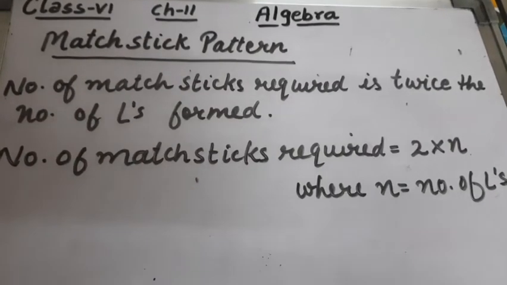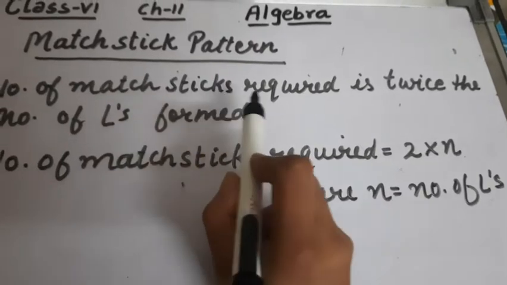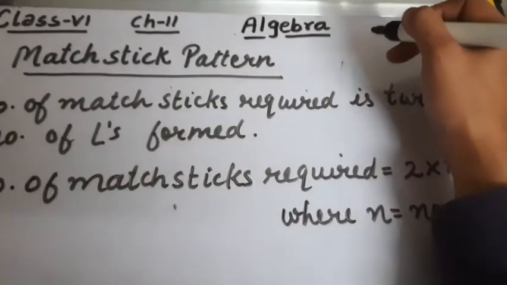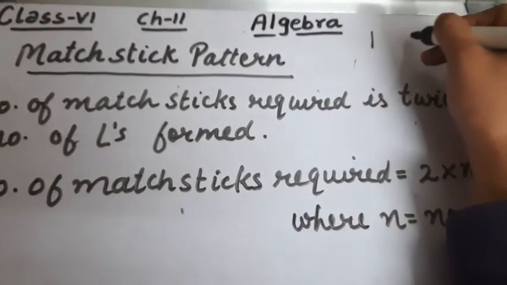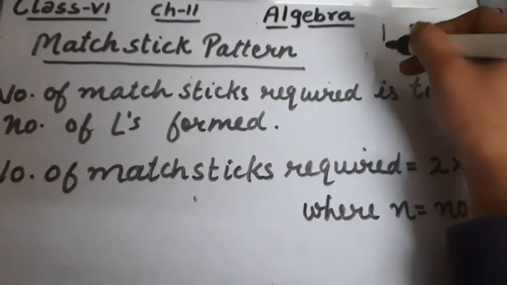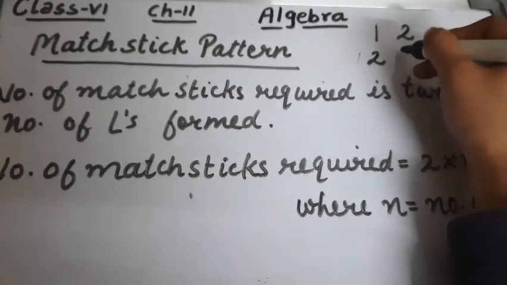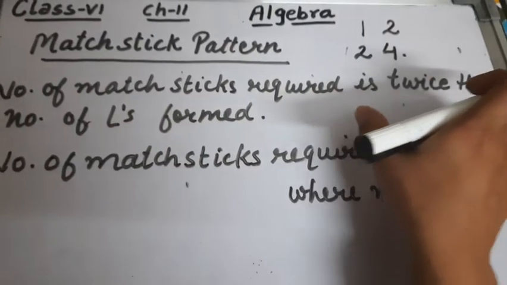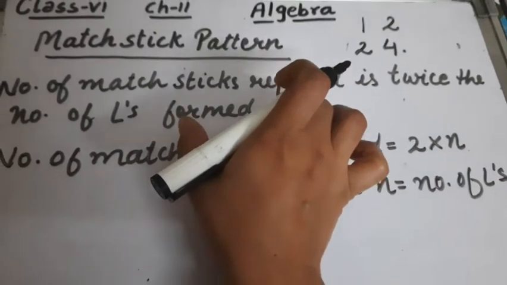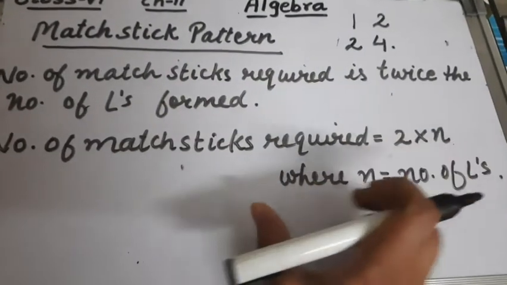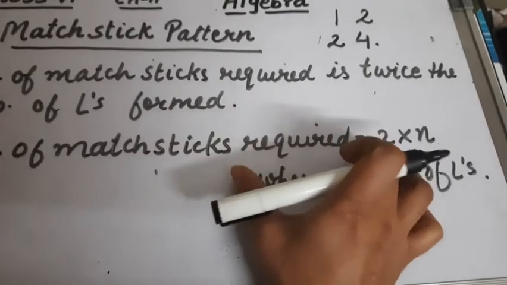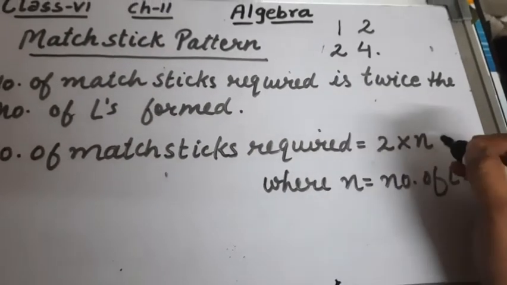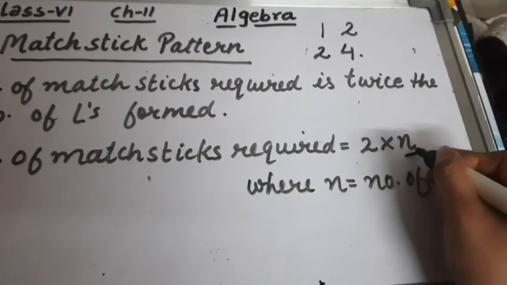Just see how we will write the rule. We've seen from that table that the number of matchsticks required is always twice the number of L's formed. When L was 1, the number of matchsticks required was 2. When L was 2, the number of matchsticks was 4. So the rule is: number of matchsticks required is 2 multiplied by n. Here n is the number of L's.